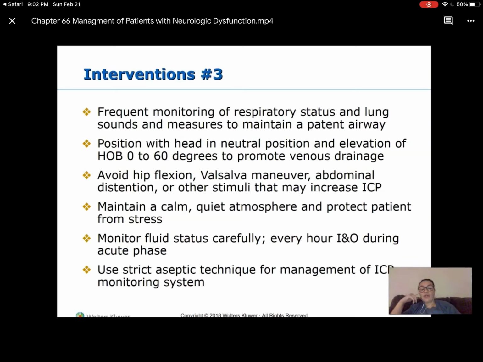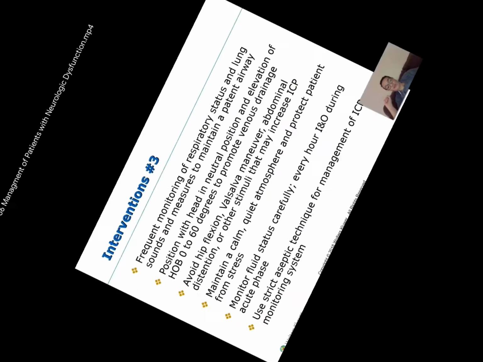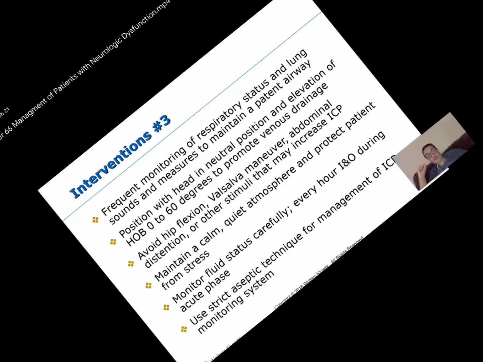All right? Avoid hip flexion, Valsalva maneuver. So you don't want a patient with ICP to cough, to fart, to bear down, to push. Why? It'll increase ICP. Maintain a calm, quiet atmosphere. As I stated, perfect fluid status every hour. Strict aseptic technique to manage ICP. Some of the biggest risk for infection is in an ICU environment. Why?